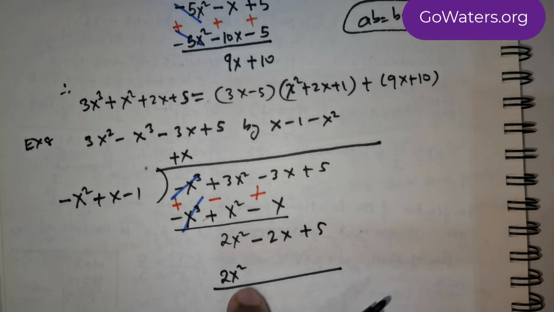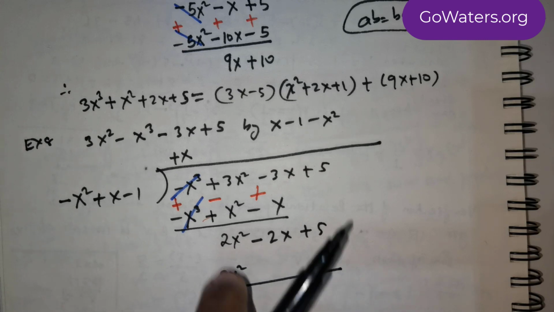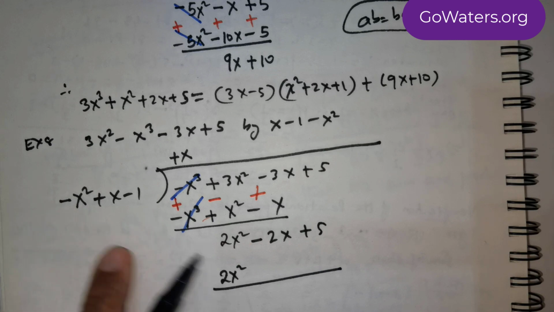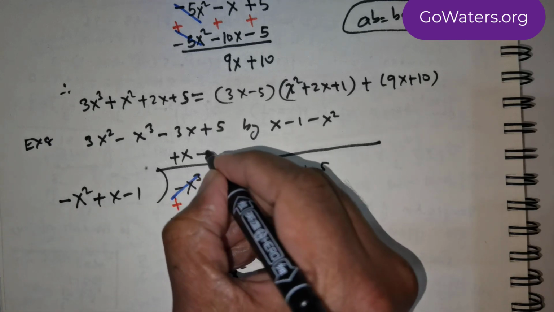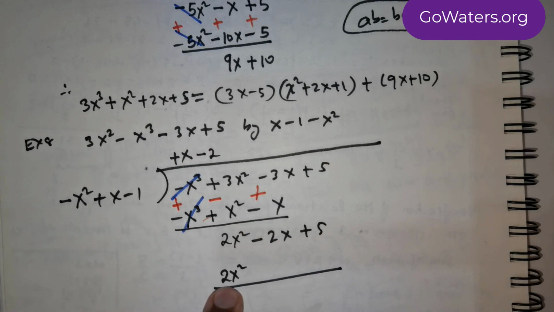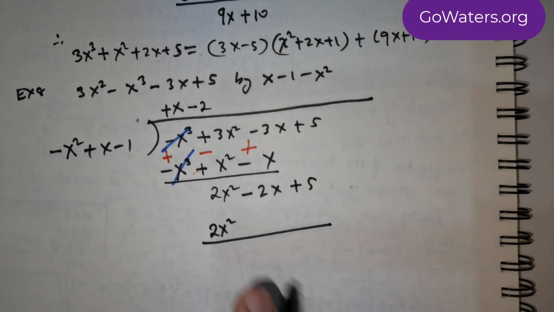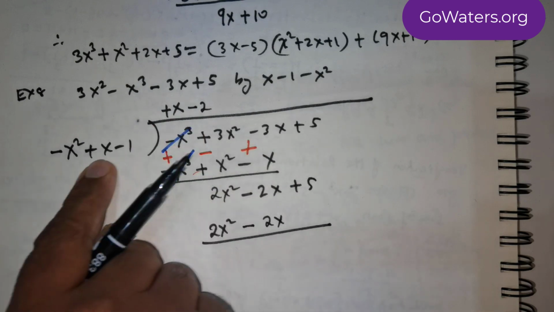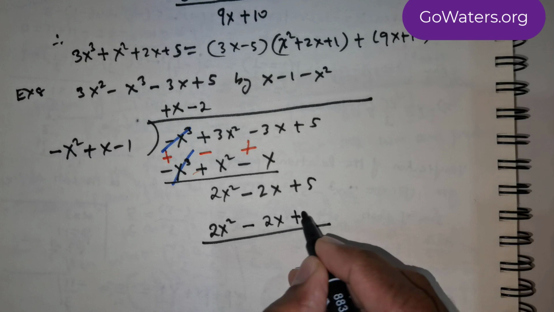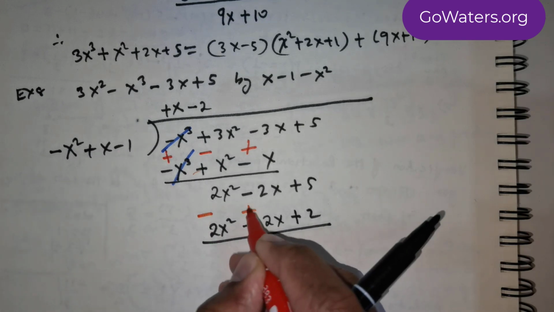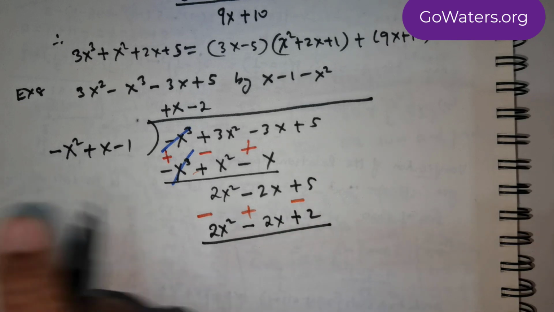Draw the line. Place 2x squared. Now question yourself. What should I place here so that the number multiplied with negative x squared produces 2x squared? Obviously it's going to be negative 2. Negative 2 multiplied with negative x squared produces positive 2x squared, right? Now move on. Negative 2 into positive x will give me negative 2x. Negative 2 into negative 1 will give me positive 2. Now it's time for you to change the sign. Minus, plus, plus, minus.